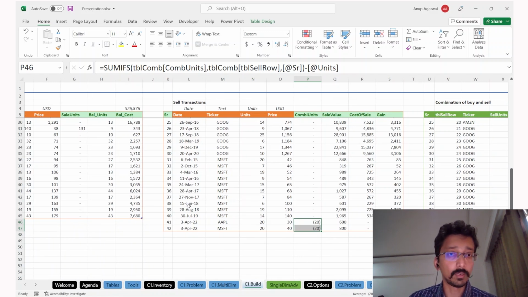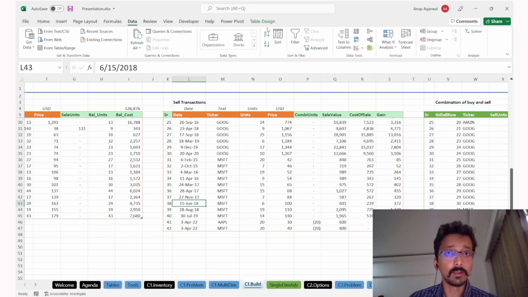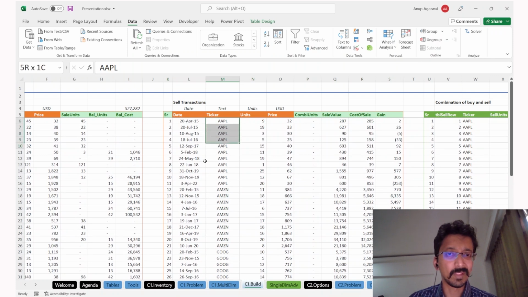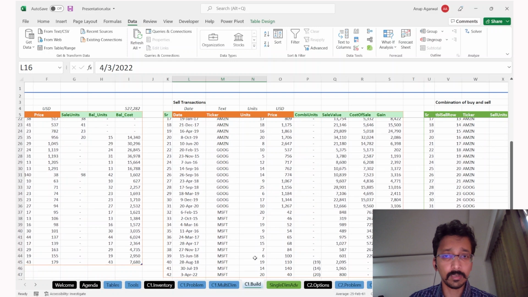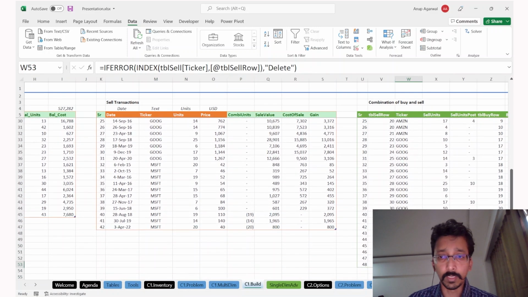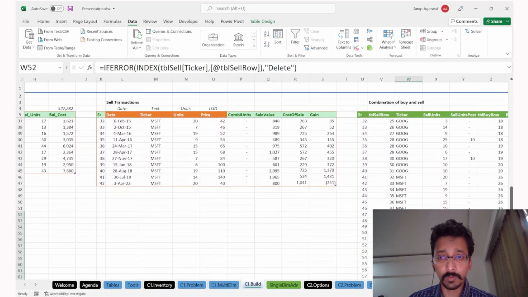To make this work correctly, I will do the same thing. First sort by date and then by the ticker, so that all of them are together. So these are the new transactions which we just did. And then to make this work, all we need to do is to add a few rows on this table.